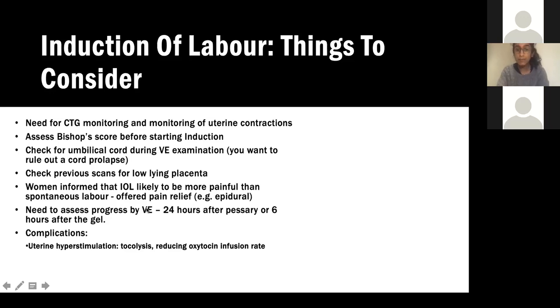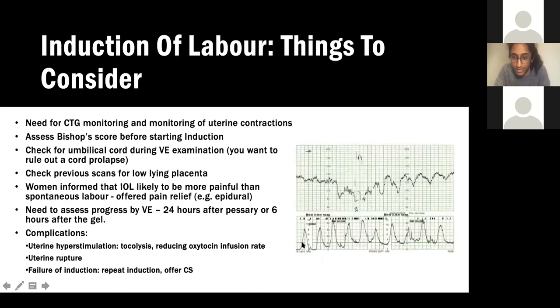If that does happen, then you can basically just reduce the rate of the oxytocin infusion. You can sometimes give tocolytic agents as well. And again, a very rare complication, but it can happen: you can get uterine rupture as well. And then you can have failure of induction. When that does happen, it's very much a senior-led decision. They might either repeat the induction process or they might offer the woman a cesarean section. Those are the main complications that you can get with induction of labor. And I think that's just trying to show you hyperstimulation.